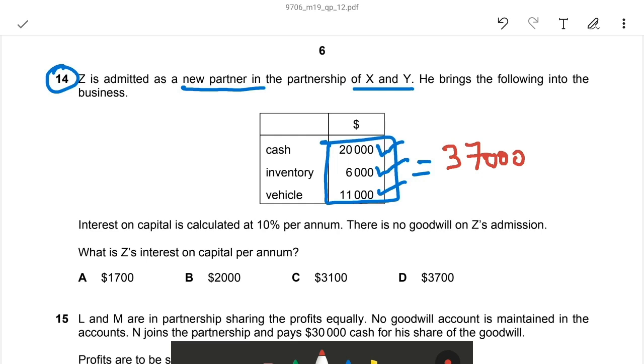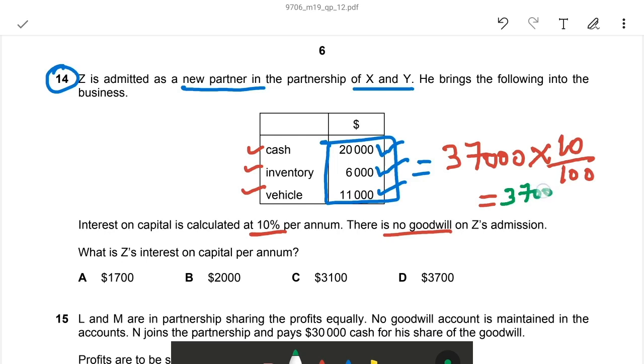Interest on capital is calculated at 10% per year. There is no goodwill. What is Z's interest on capital? It's clearly given as 10% on total capital. Total capital he brought as cash, inventory and vehicle is 37,000. Multiply by 10 over 100, which is 3,700. So the correct answer is D.